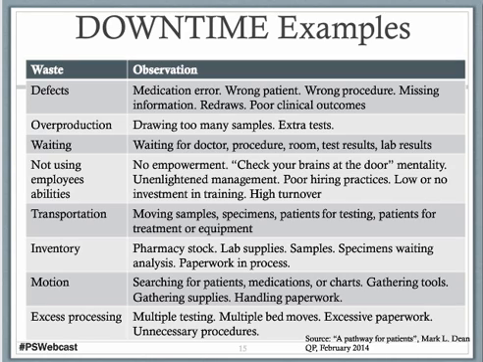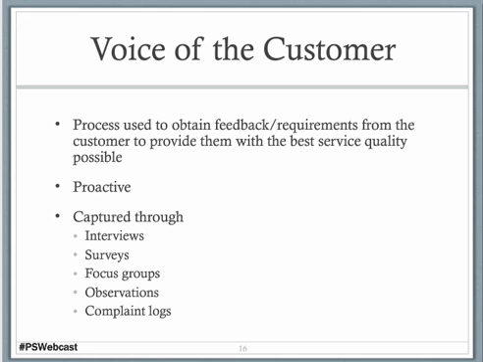The N word in the downtime example is not using employees' skills and abilities. And I think this is the most important one for you to recognize, because as I said at the beginning, you can't fix all of this by yourself. You have to have this as a team. You have to have people working together on this. And we need to recognize that there are a number of skills that all of our employees have that would be appropriate for us to deal with.